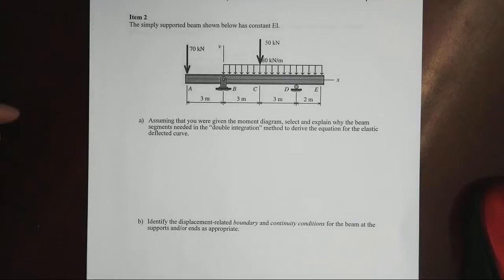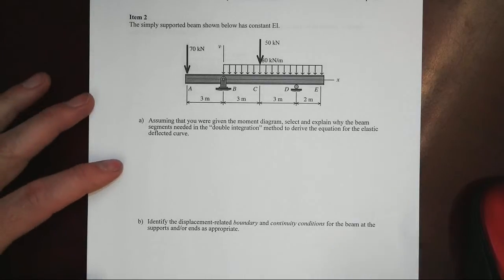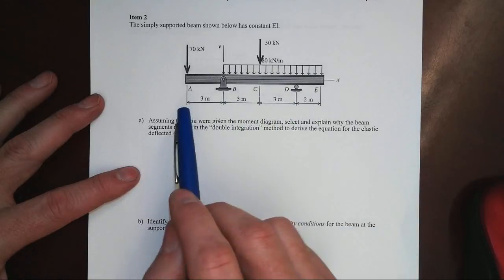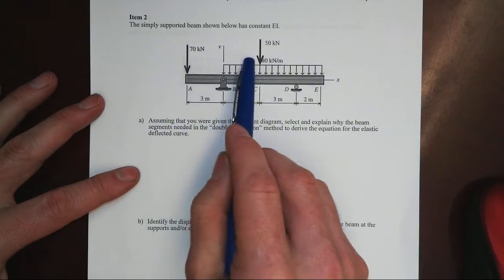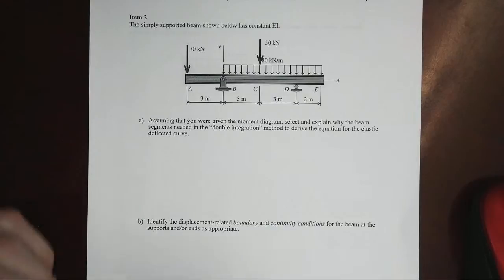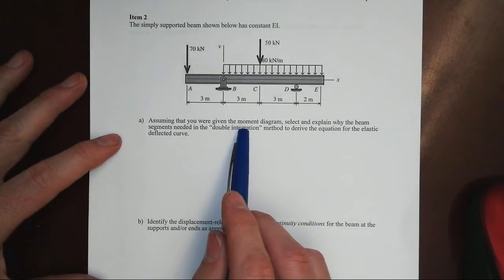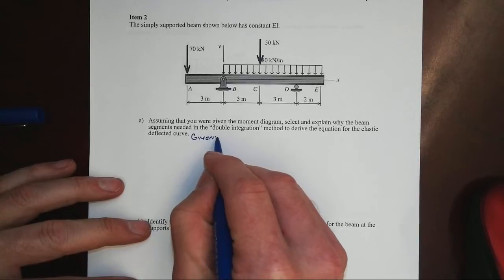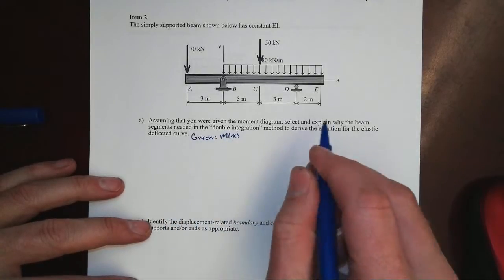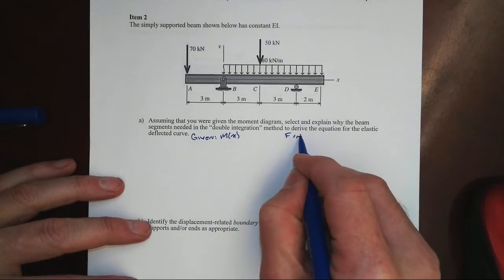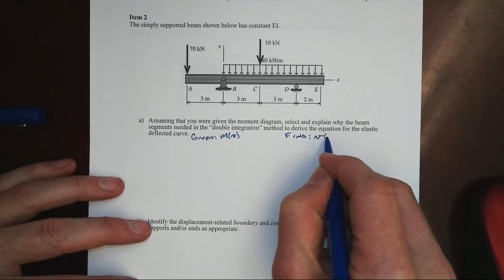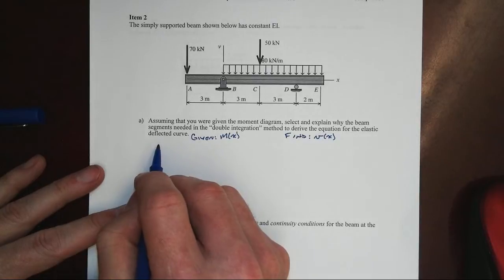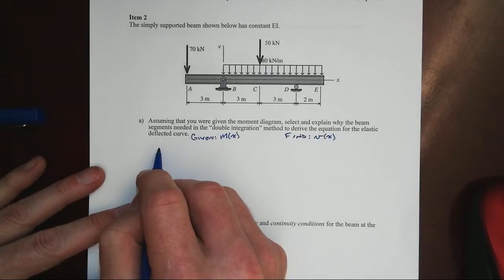Here in item 2 we have a simply supported beam that has overhangs on either side, a distributed load over a portion of the beam, and two different concentrated loads. We're asked, if we were given the moment diagram or moment function, to find our displacement equation. And how would we break up the beam or the mathematical model to do that?